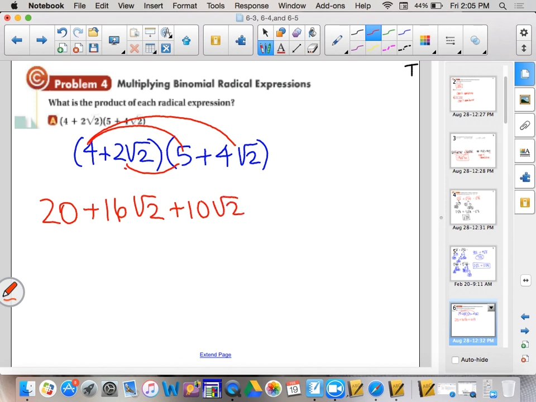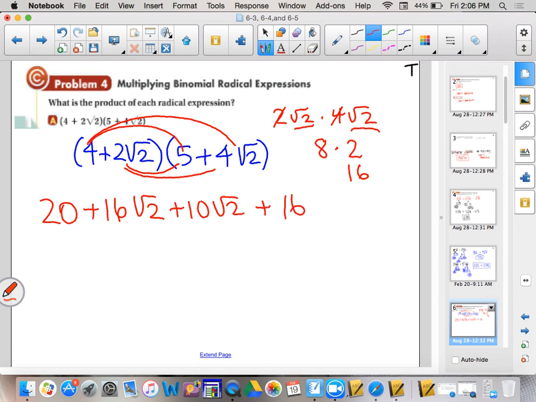And now let's look at this. 2 square roots of 2 times 4 square roots of 2. Well, let's do what's on the outside the radical first. What's 2 times 4? 8. Now I have the square root of 2 times the square root of 2, which would be 2. So that would be 8 times 2, which is going to give me 16. So here would be plus 16.